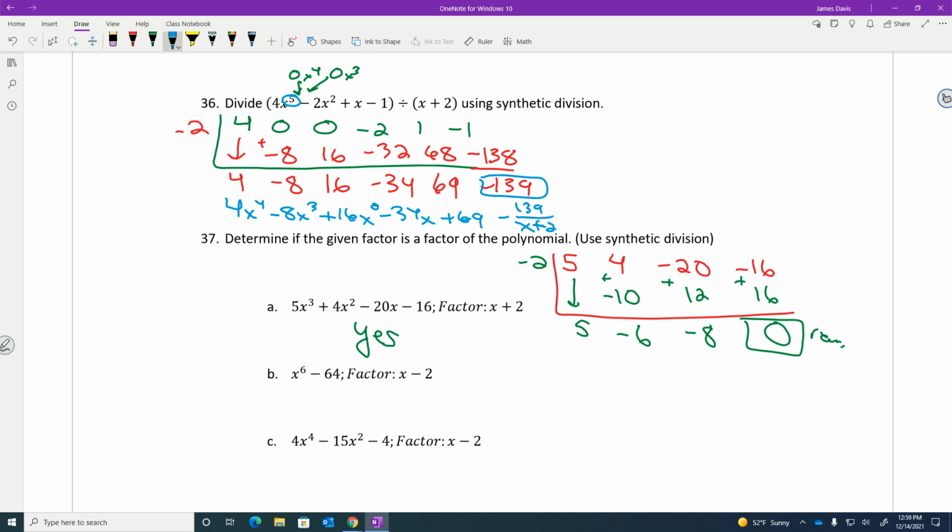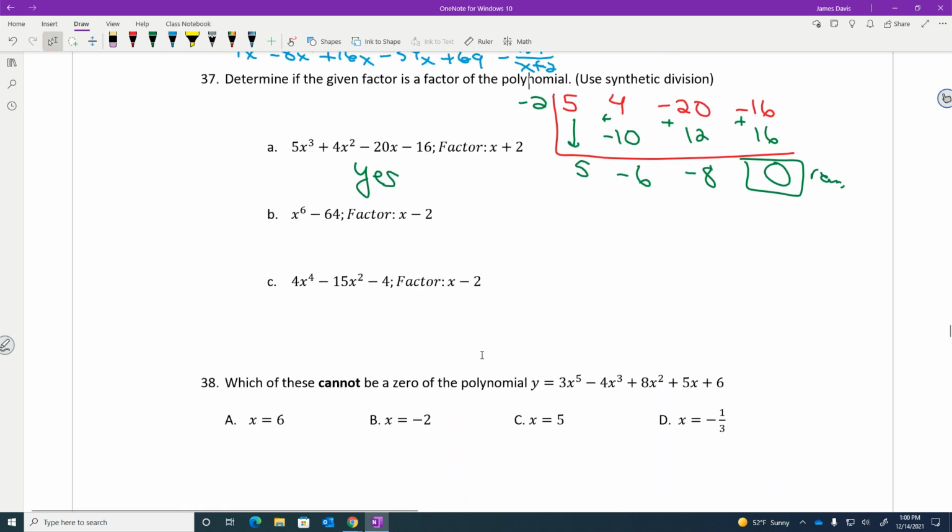Mostly know how to do it to determine if it's a factor or not. You can try those other two on your own. Just again, don't forget there's placeholders. So like this one has a placeholder at 0x to the third, 0x. Don't forget those. And the one above it has a lot of placeholders.